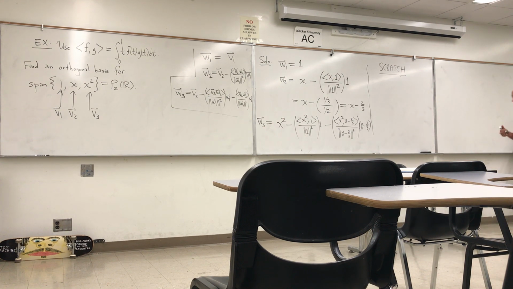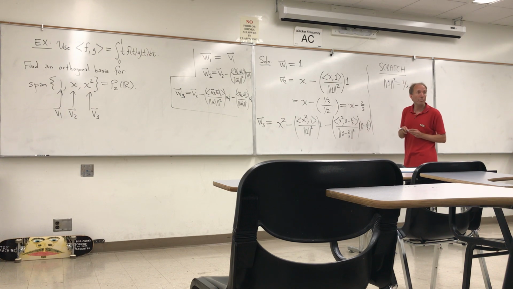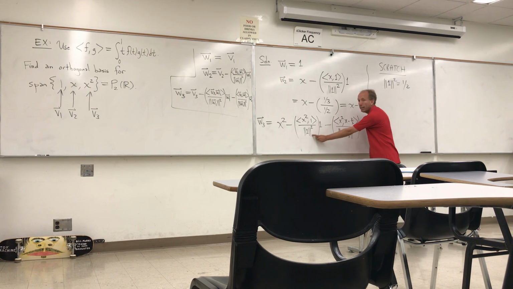Simplifying this is a little bit tedious. I'm going to have to calculate, well, I already know the norm of 1 squared. That was 1/2. We had done that earlier, right? That's on the bottom here.